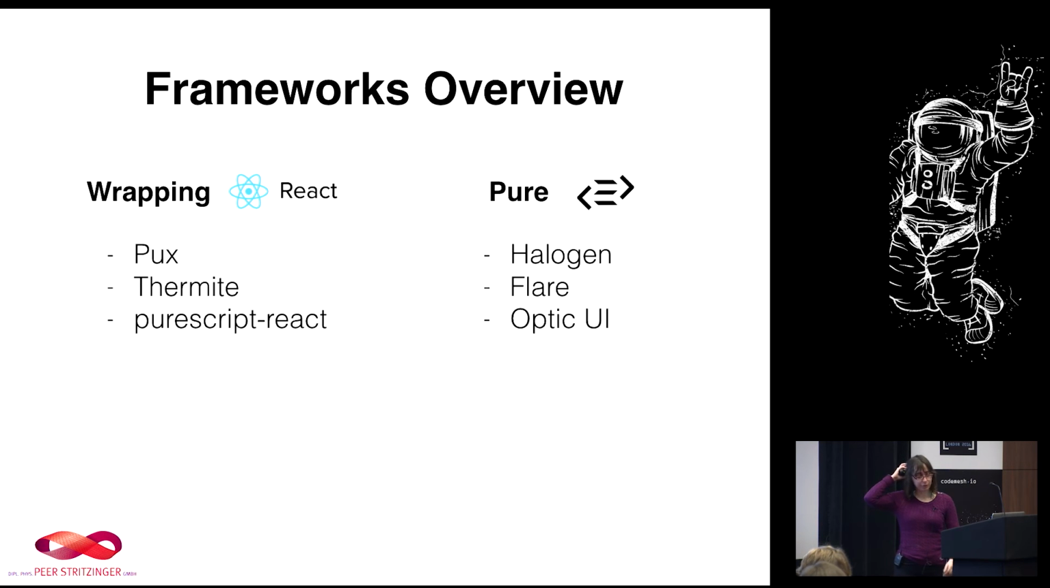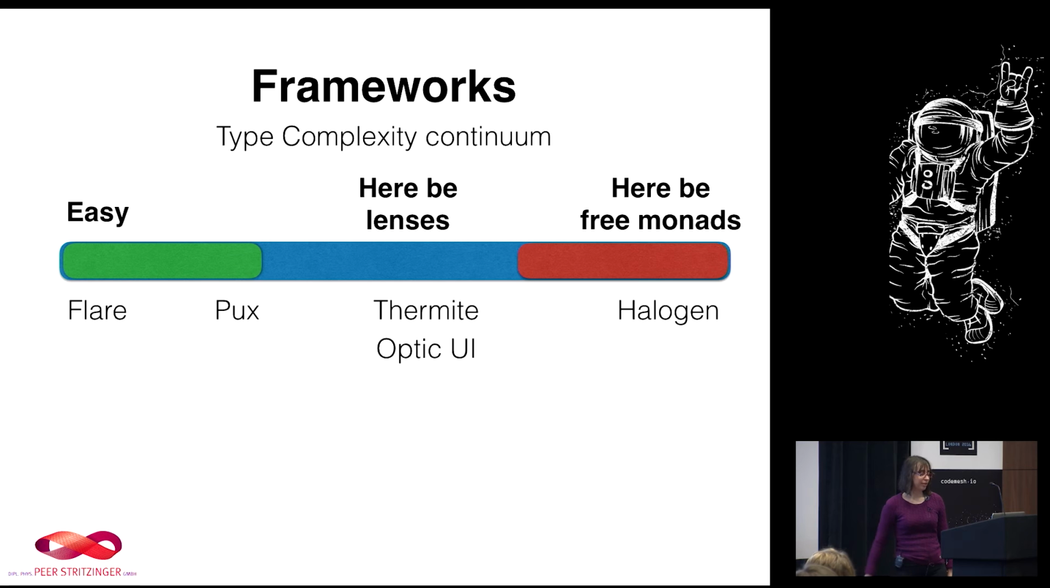So I'll give you a short frameworks overview. There are basically two types of frameworks. One type is wrapper in React, and the other type is in PureScript. So the type complexity sort of works like this. At the very beginning, there is Flare, which is a pretty cool library to make interactive graphs. And I started with that. It doesn't require a lot of type complexity, and it's a really nice way to start, I think. Then there is Pux, which is basically the Elm architecture, and it wraps React. And then here be lenses, there are Termite and Optic UI, and here be free monads, there is Halogen.